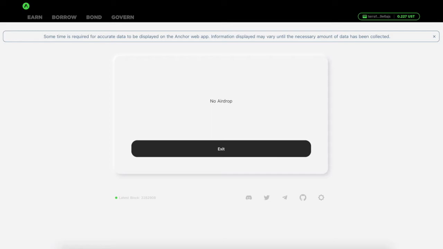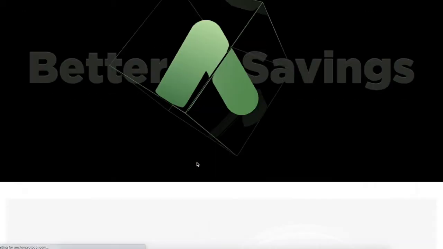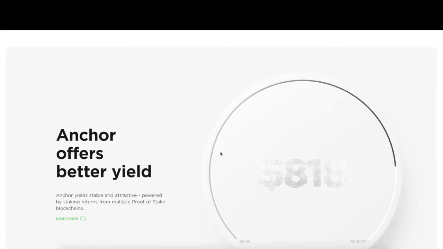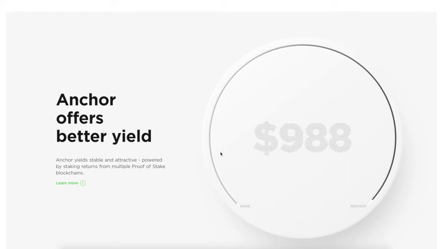So what is Ancor Protocol? Well, what they advertise is better savings, and I'm going to explain to you how it works. It's a really neat protocol, and a lot of people like this because normally when you stake a stable coin, it's going to be a varied interest rate unless you're doing a centralized exchange, which is like Celsius or crypto.com or BlockFi.